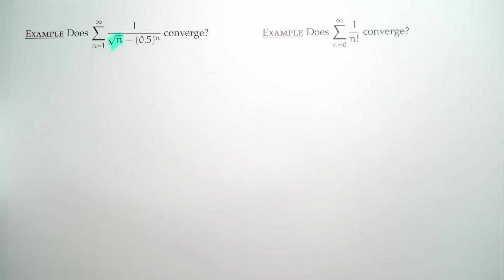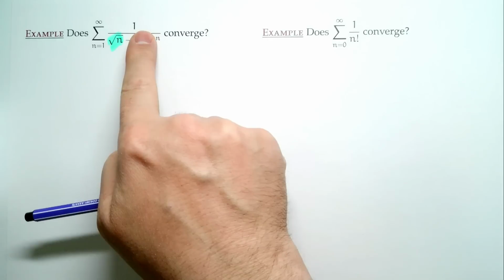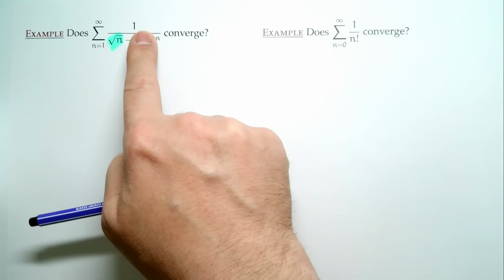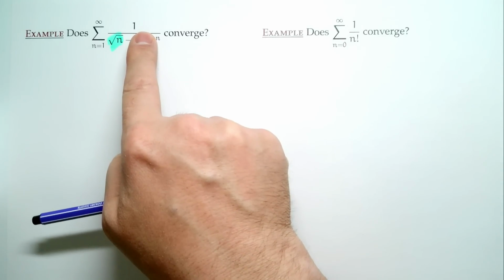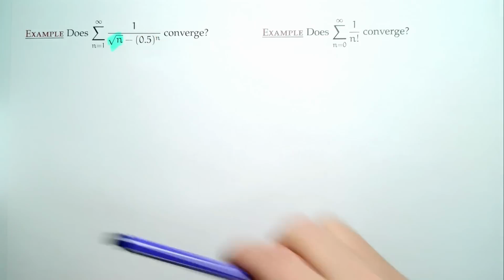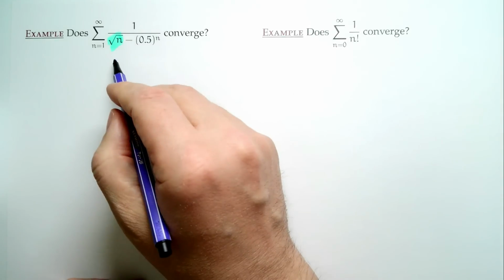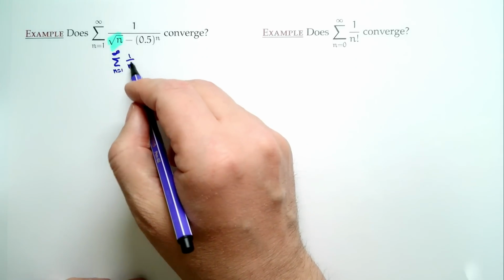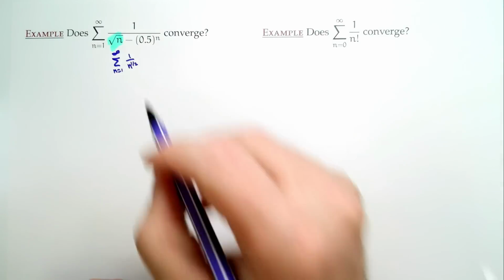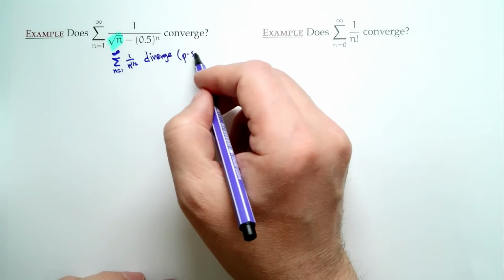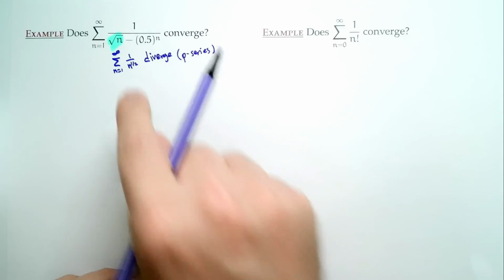Therefore, since we know what it behaves like, we say, all right, ignore the 0.5 to the n, because that's the small thing for right now. The sum of 1 over square root of n. Does it converge or diverge? And how do you know? It diverges. Why? Well, because I can think of it as the sum from 1 to infinity of 1 over n to the half, because square root of n is n to the 1/2. And this will diverge. And why will it diverge? Because it's a p series, where p is a half.